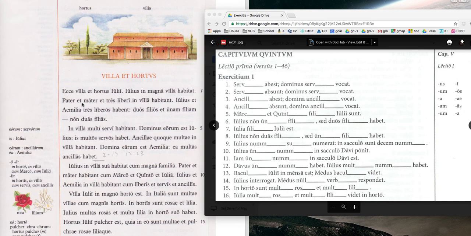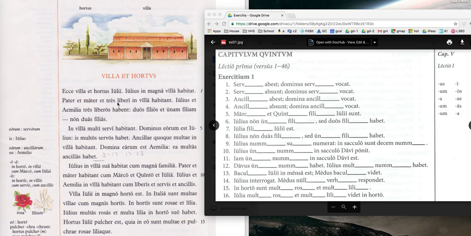And that is because here in this sentence, pater et mater et tres liberi, the children are part of the subject of that sentence. They live in the villa, right? They're doing something. They're living in the villa. And then notice here, nt for a plural verb and t for a singular verb. That's going to be important to notice too.